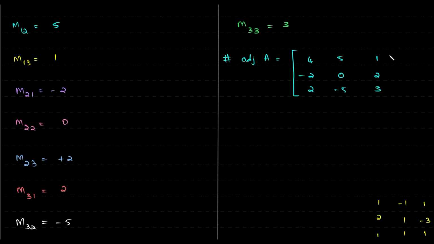Okay. Now think about the sign. We need to transpose this. So this is positive, negative, positive. This is negative, positive, negative, positive, negative and positive. And then finally we can transpose it. So 4, 2, 2, minus 5, 0 and 5, 1, minus 2 and 3.